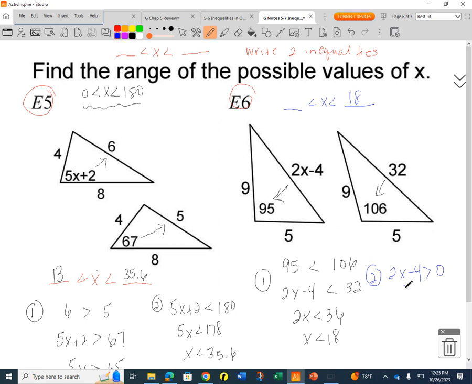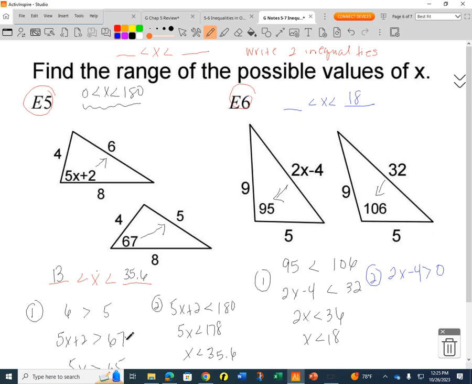So if the x is part of the side measure, you're always going to have an inequality that says that algebraic expression is less than the other side, and the second inequality is always going to be that algebraic expression is greater than 0. Where here, the second inequality is always going to be greater than 0 or less than 180. It depends on what the first one is, because we need one of each. All right? Does that make sense, Brooks?